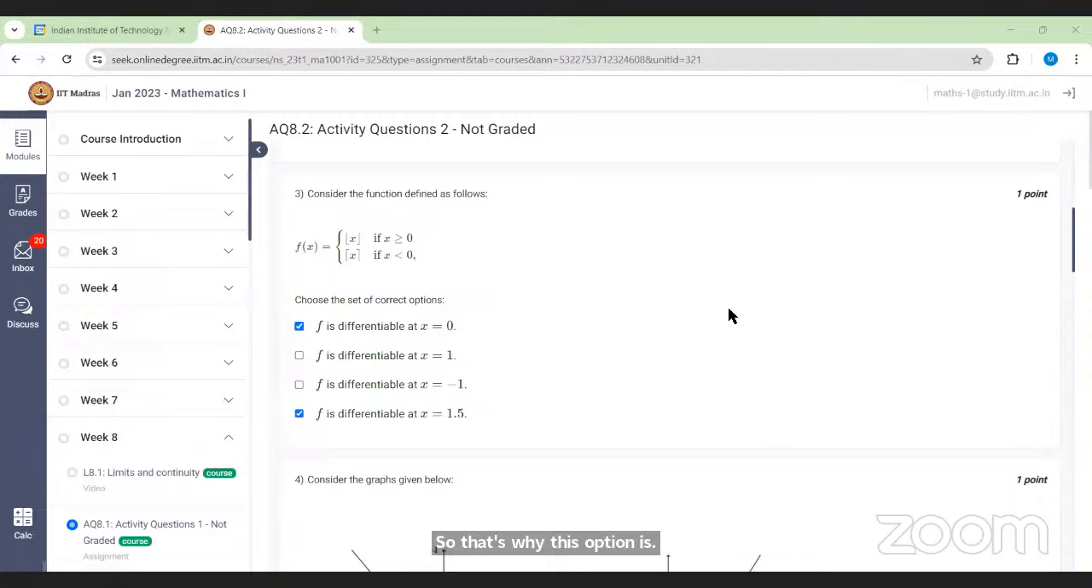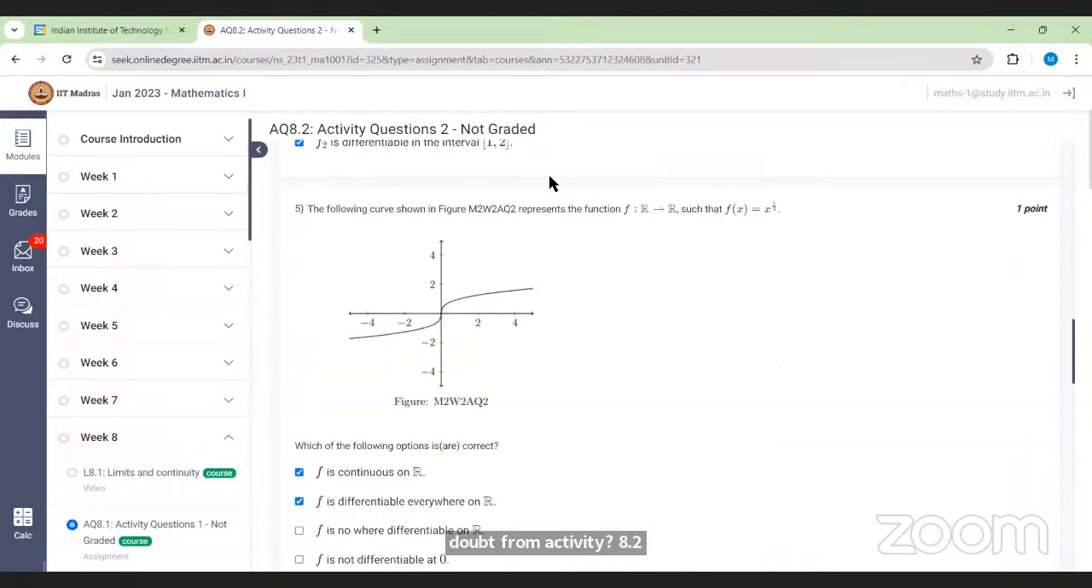Right? Yes, ma'am. Is that clear? Is the floor function clear to everyone? Should I repeat? No, ma'am, it's clear. Floor function, ceiling function, I think we already discussed this in the last session. Okay, so is there any doubt from activity 8.2? Yes, ma'am. Question number 7, option number 3rd.